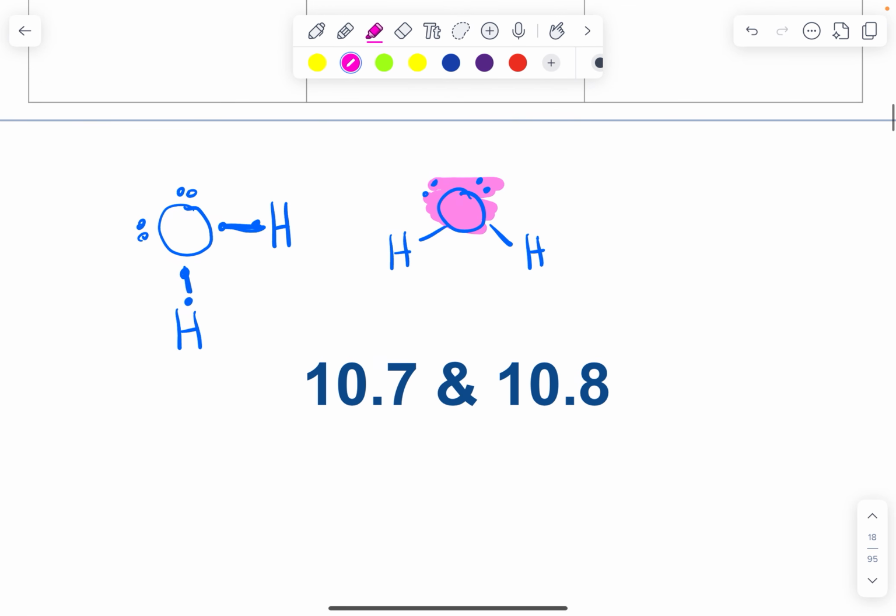Okay, so the oxygen is 3.5 for its electronegativity, and the hydrogens are only 2.1. So there's a pretty significant difference in electronegativity there, okay? So let's see, 2.4, the difference in electronegativity. Nope, sorry, 1.4. So there's a pretty significant difference.